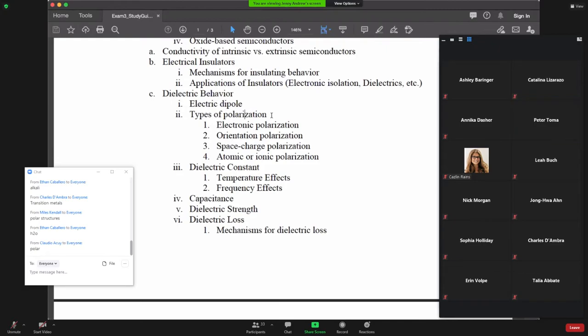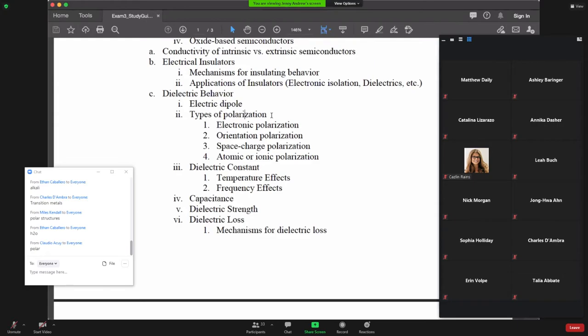Well, be careful with that last thing. In orientation polarization, you have a dipole that usually comes from the structure of a molecule. You suggested water, as did Ethan in the chat, and Claudio said polar. So this is all correct. But if you don't have an applied electric field, the dipoles will be random. It's that they'll align with the field. Yeah, that's what I meant. So you need something to align them, otherwise there won't be an overall dipole.